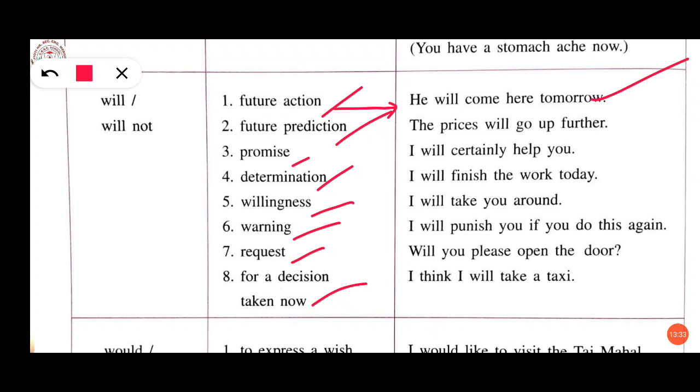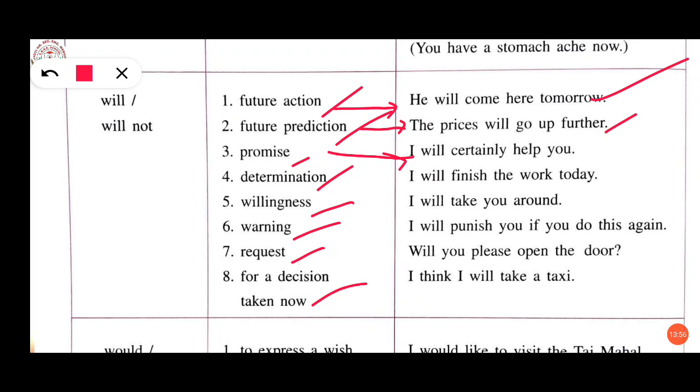After this, second is future prediction. In future prediction what is given? The prices will go up further. Third one is promise. For promise, I will certainly help you.